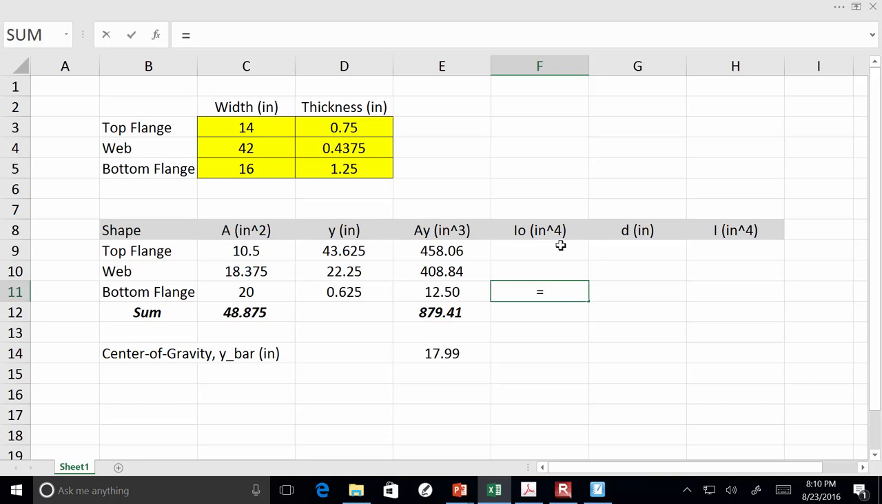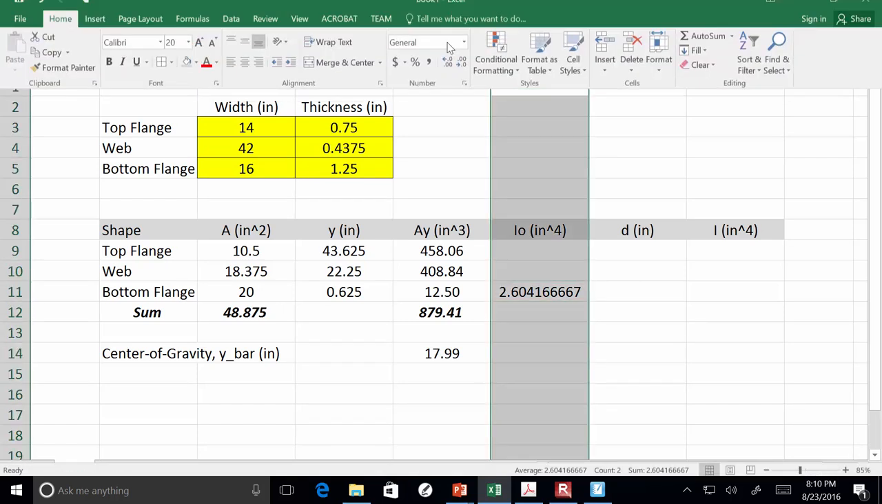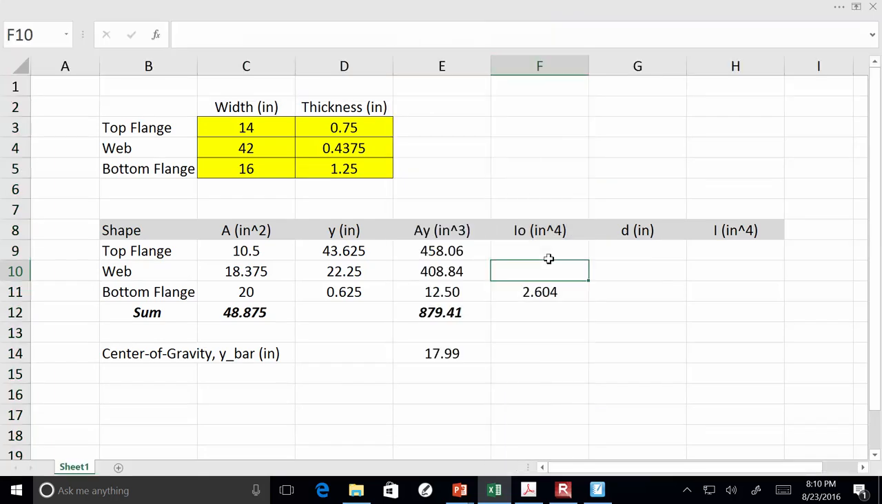So equals, we'll say the width times the thickness cubed over 12, right? And it comes out in all these nasty fractions. Here, let's do this. We'll do that.